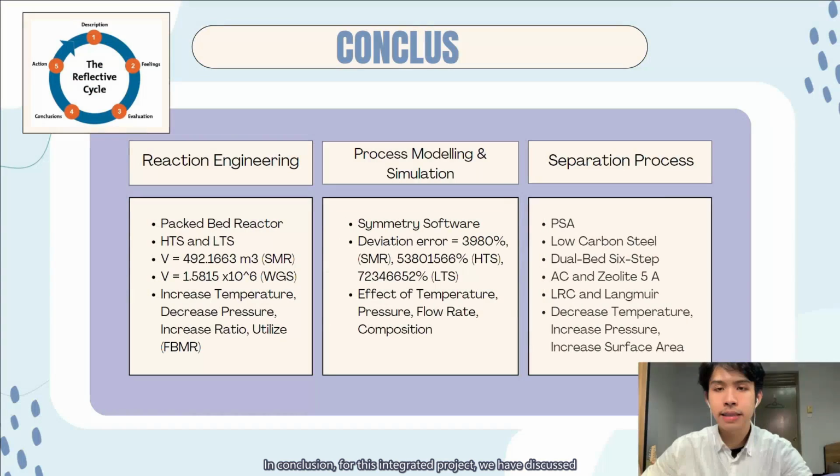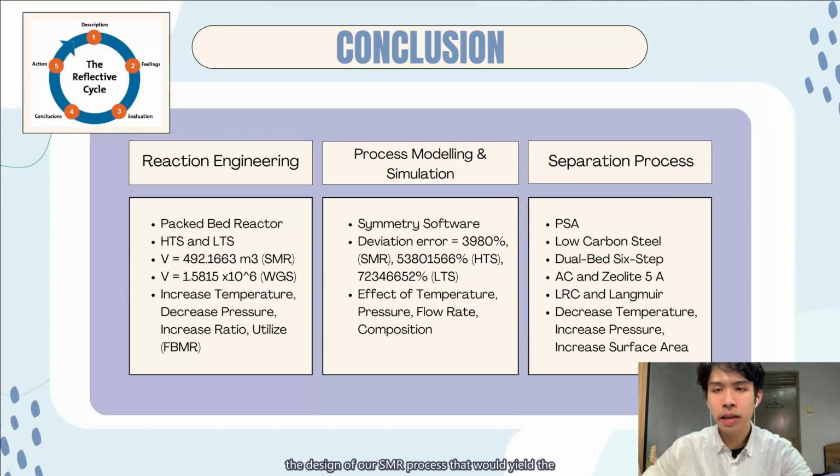In conclusion, for this integrated project, we have discussed the design of our SMR process that will yield hydrogen production of 30,000 tons per year with a purity of 99.9%. In the reaction engineering part, we are using the packed bed reactor to allow a high conversion per mass of catalyst. We have also discussed the high temperature shift HTS and the low temperature shift LTS that are run in the WGS reaction. Other than that, we have also determined the volume of each reactor and developed strategies to maximize the selectivity and yield of hydrogen, which is by increasing the temperature, decreasing the pressure and increasing the ratio, and also utilizing the fluidized bed membrane reactor FBMR.